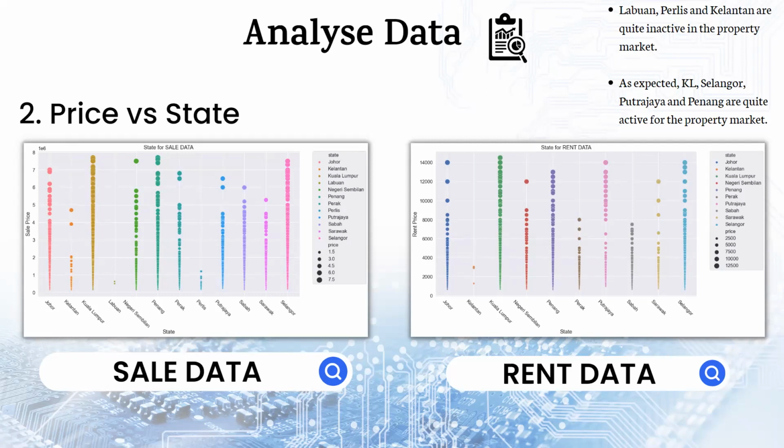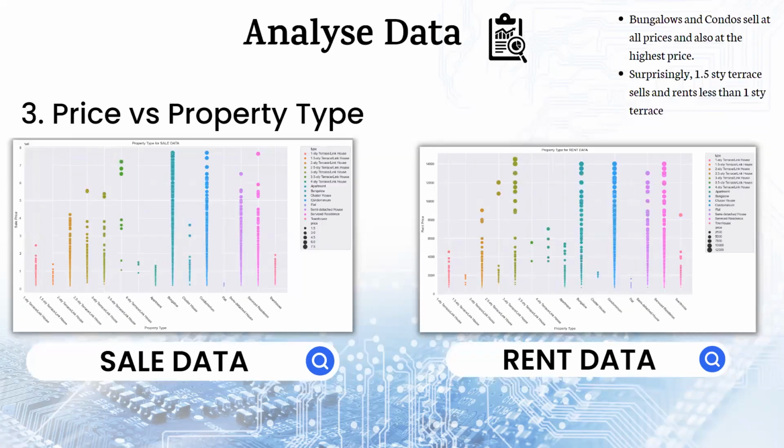And contrary to that, what we could see is that states like Kelantan, Labuan, and Perlis, each of them has the lowest selling price and also very little listings on the iProperty website. In fact, Labuan and Perlis is completely absent in the rent data set. So these are some of the most inactive states in the property market.